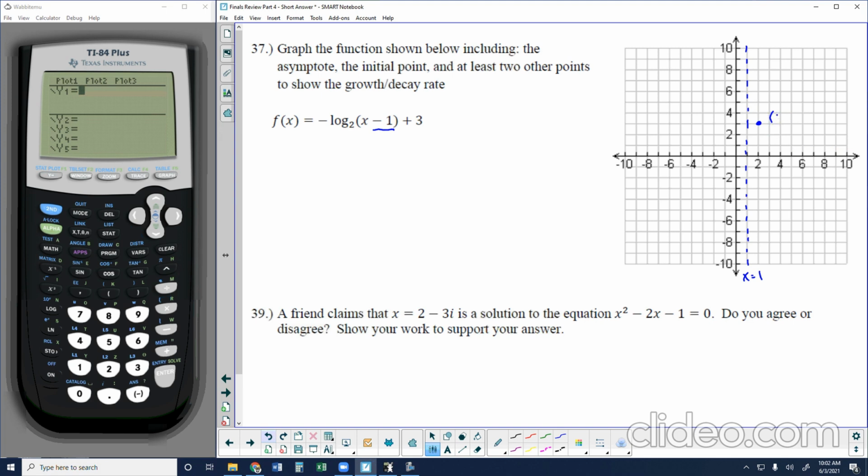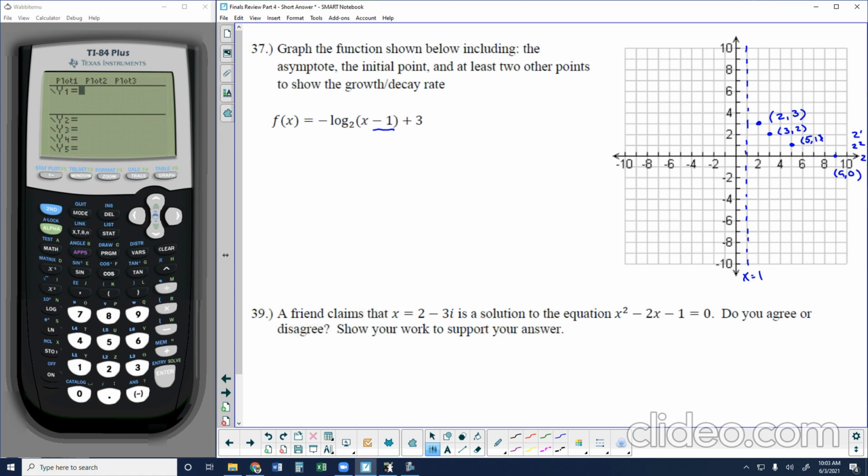If I move one line down from our initial point, this is going to be 2 to the first power units from the asymptote. So this point would be at (3, 2). If I move another line down, this would be 2 to the second power units from our asymptote, or 4 units from the asymptote, which is going to be at (5, 1). If I move down another line, it is 2 to the third power units from the asymptote, or 8 units from the asymptote, which would put us at (9, 0).